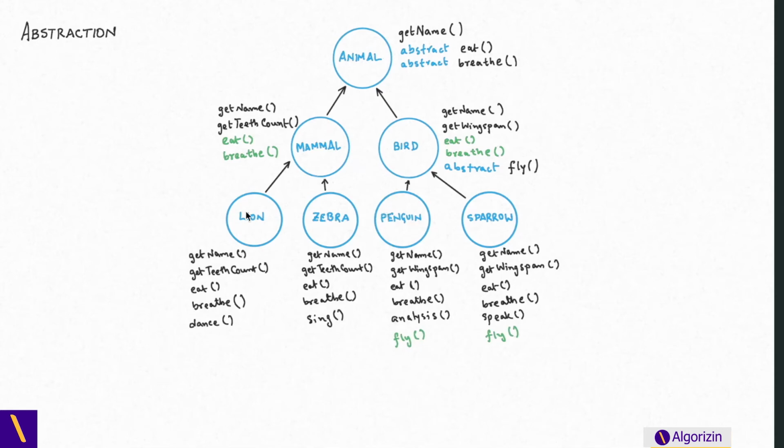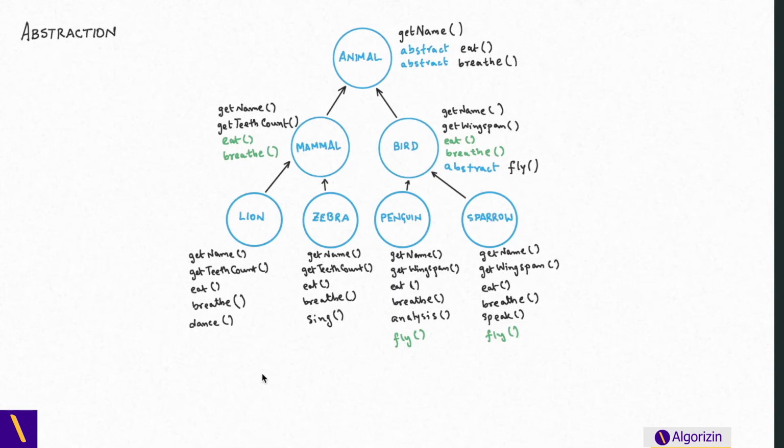So we have designed our class structure in a way where, let's say, in the penguin class, we did not have to do a lot. We only had to implement the analysis and the fly method. Everything else came from the classes that it inherited from. Because animal had 2 abstract methods, lion, zebra, penguin, sparrow, all of them have eat and breed methods. In the same way, any bird will have the fly method because the bird class had an abstract fly method, and anyone who inherits from the bird class must implement the fly method themselves.